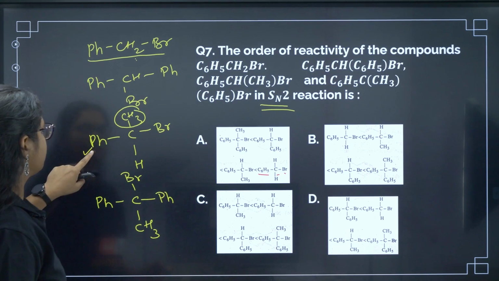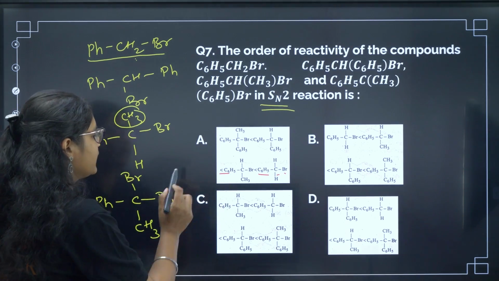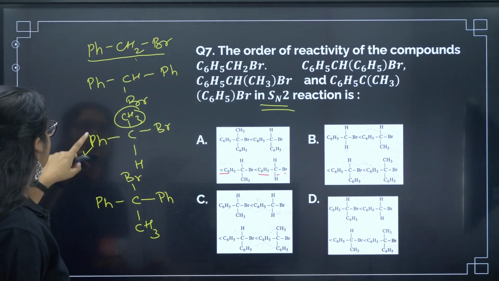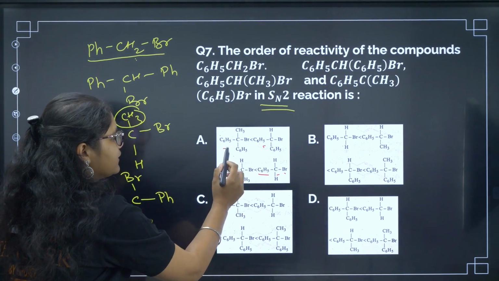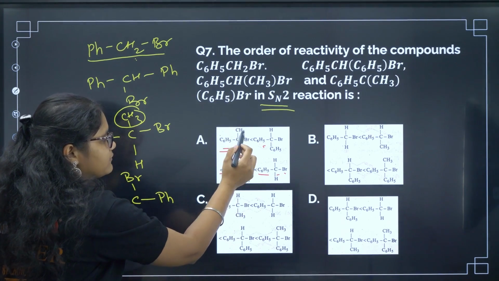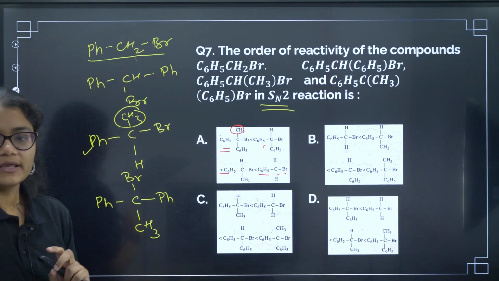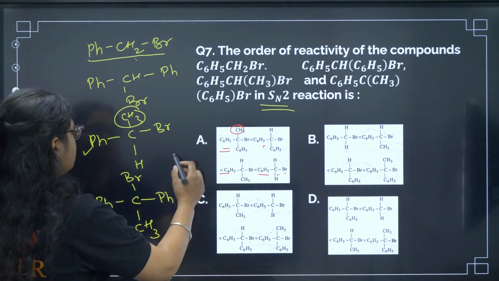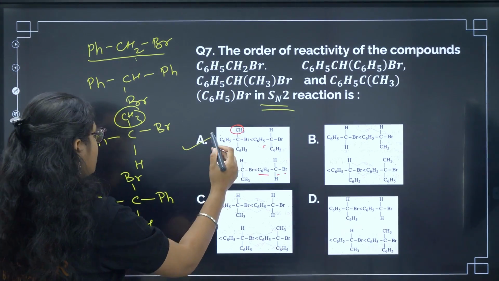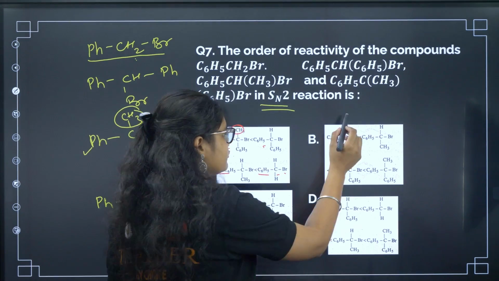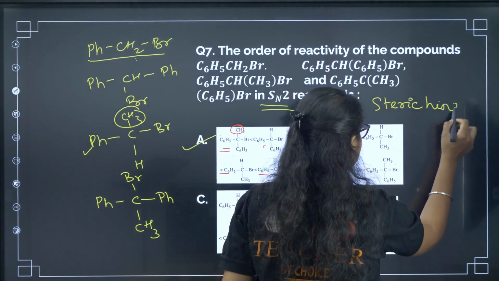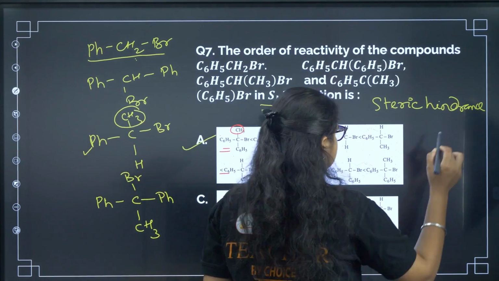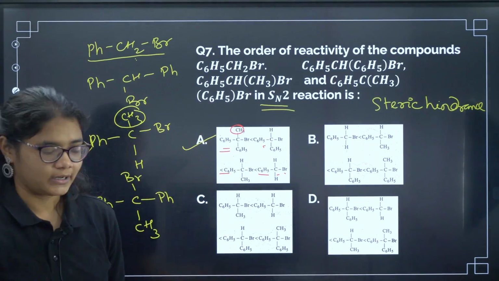Then we have this one, Ph-CH(CH3)-Br. Okay. Then we have Ph-CH(Ph)-Br. This one has less steric hindrance. Then we have 2 Ph and 1 CH3 group with Br. Okay. So the correct answer for this question will be option number A. So the basic thing that you should know is steric hindrance is what affects the SN2 reaction. SN1 reaction is affected by the stability of the carbocation.